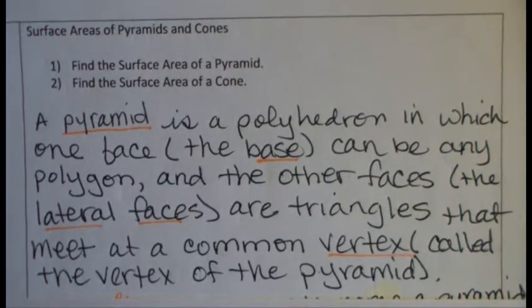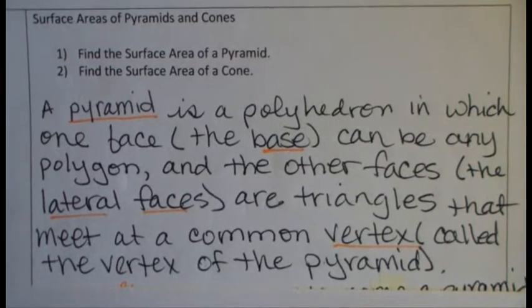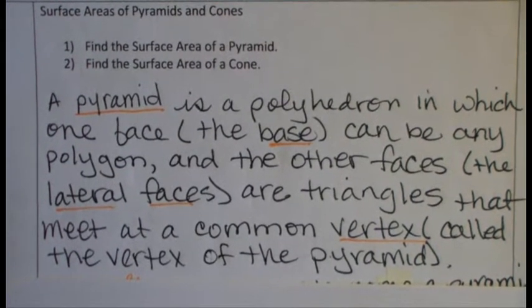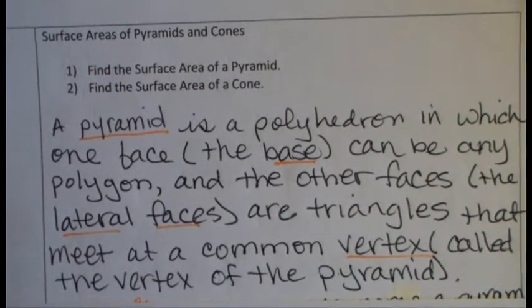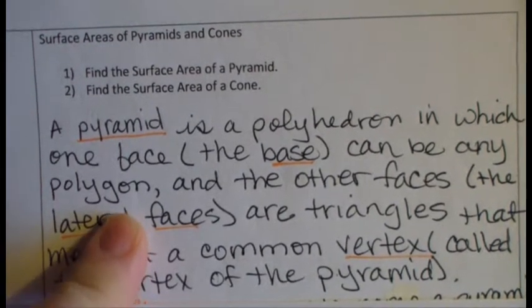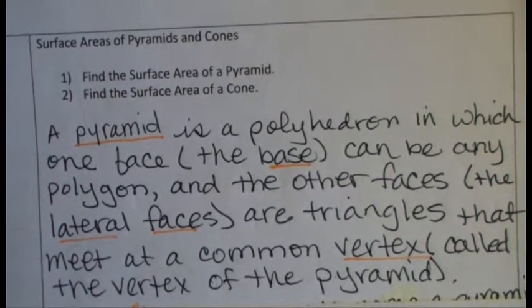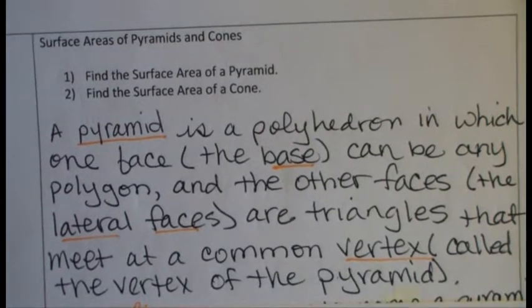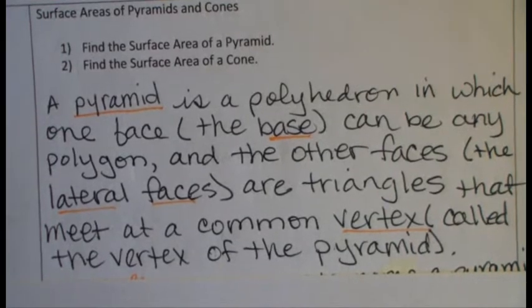any polygon, although we will mostly just work with squares, rectangles, and triangles, but you can have pentagons, octagons, decagons, whatever, for the base of your pyramid. So it can be any polygon, and then the other faces, the lateral faces of the pyramid, are triangles, and they meet at a common vertex, or a common point, which we call the vertex of the pyramid.